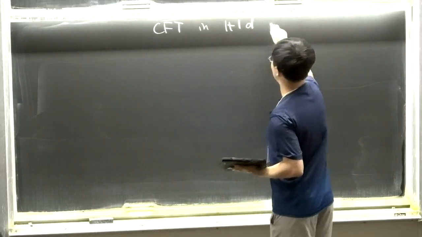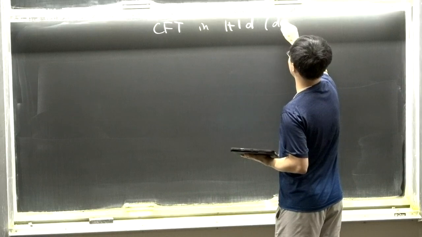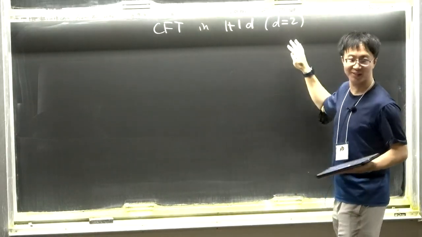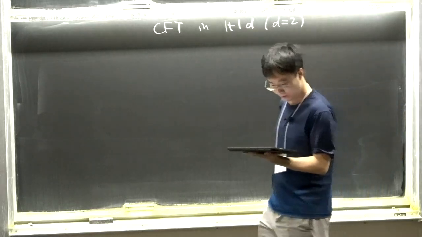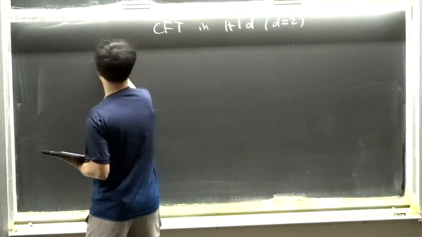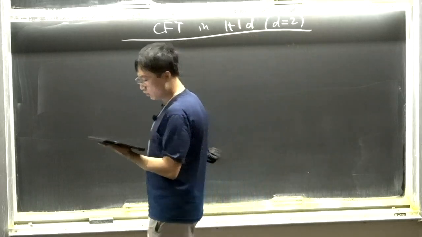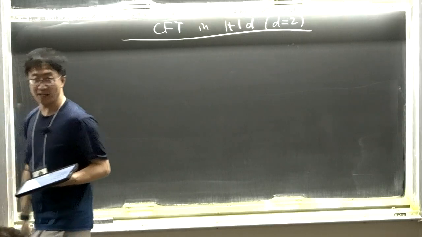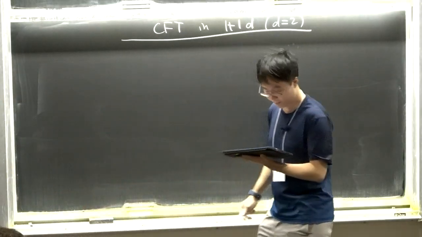For most of these talks, I'll be using these two languages interchangeably. Okay, it's 1+1 d versus d = 2. And for conformal field theory in 2 dimensions, something very special happens. The special thing is that when you have conformal symmetry in 2 dimensions, in a quantum field theory, that symmetry gets automatically enhanced to an infinite dimensional spacetime symmetry.